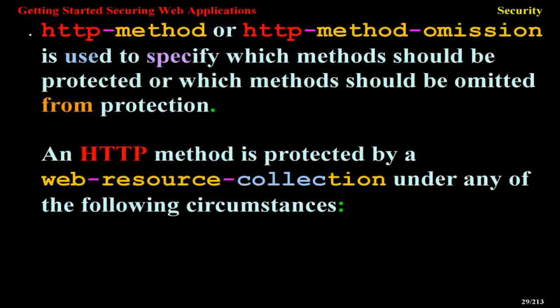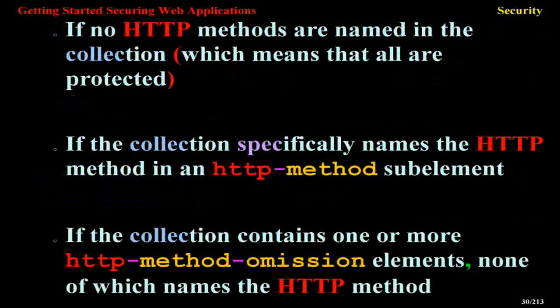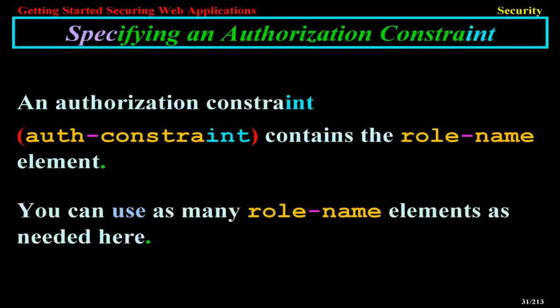An HTTP method is protected by a web resource collection under any of the following circumstances. If no HTTP methods are named in the collection, which means that all are protected. If the collection specifically names the HTTP method in an HTTP method subelement. If the collection contains one or more HTTP method omission elements, none of which names the HTTP method. Specifying an authorization constraint. An authorization constraint, auth-constraint, contains the role-name element.